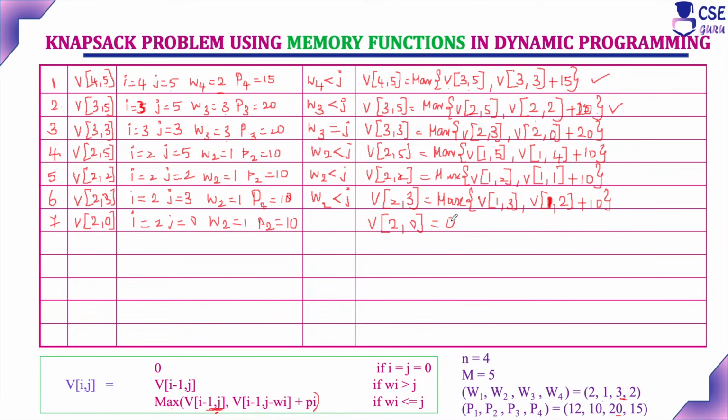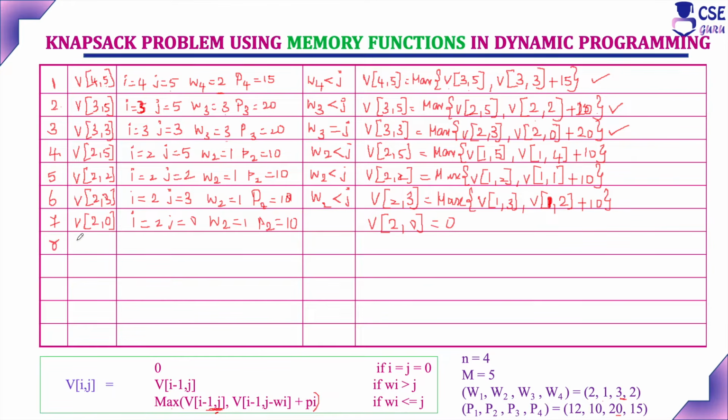So this is the only solution initially we know. If I value is 0 or J value is 0, automatically profit is 0. Okay, so that we are applying here. Now, third step is also over. Okay, next come to fourth step, we need to compute 1, comma 5 and 1, comma 4.